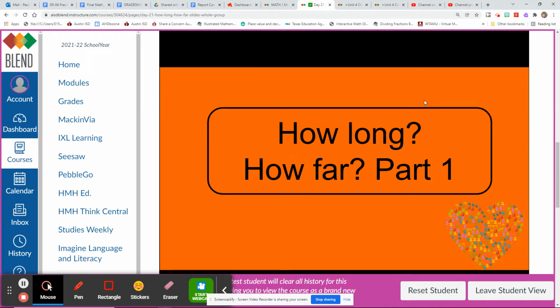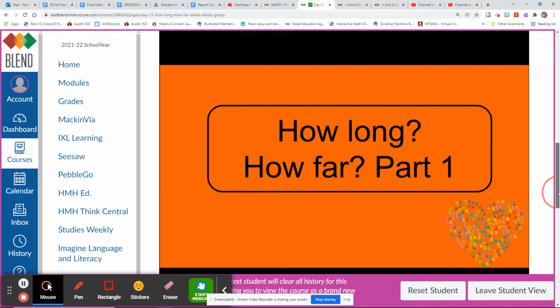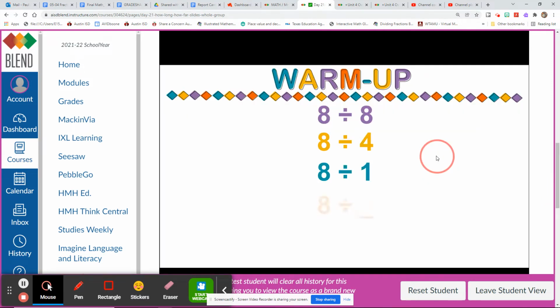So the first thing we're going to do is just do a warm-up. We're going to look at some patterns. Just think about what you're looking at. So here's some patterns. You have 8 divided by 8, 8 divided by 4, 8 divided by 1, 8 divided by something, we don't know, and then 8 divided by 1/2. What do you think should go in that something area?